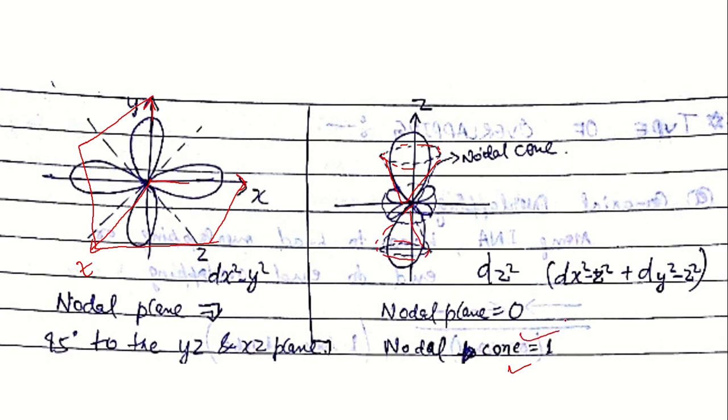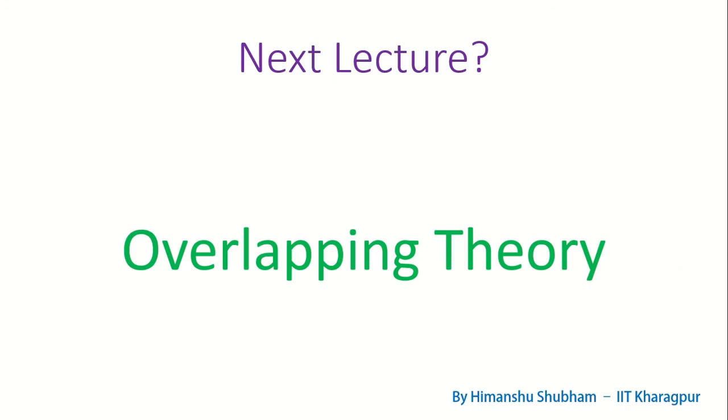So this was it on the topic types of orbitals, and in the next video we will deal with overlapping theory.